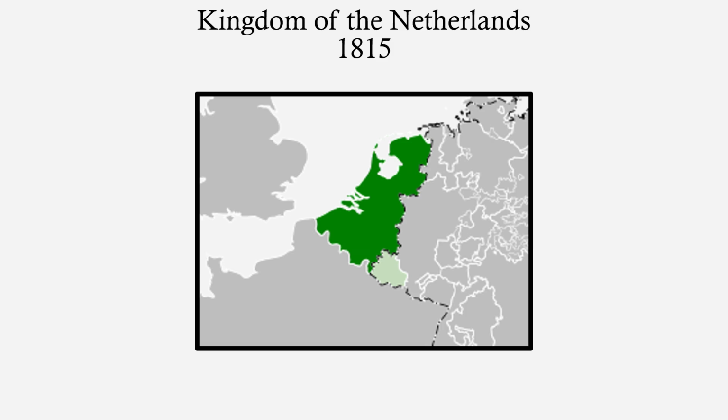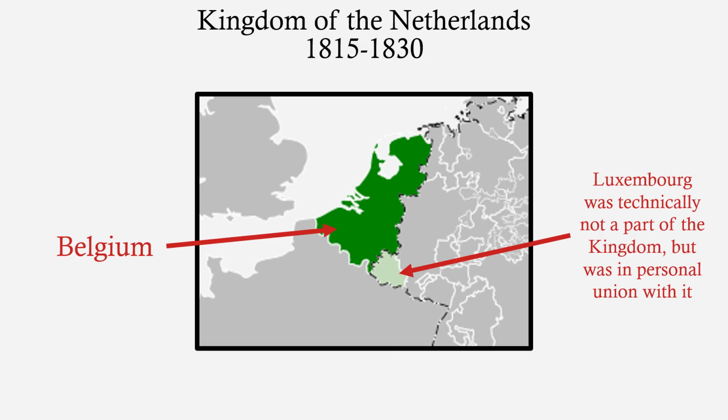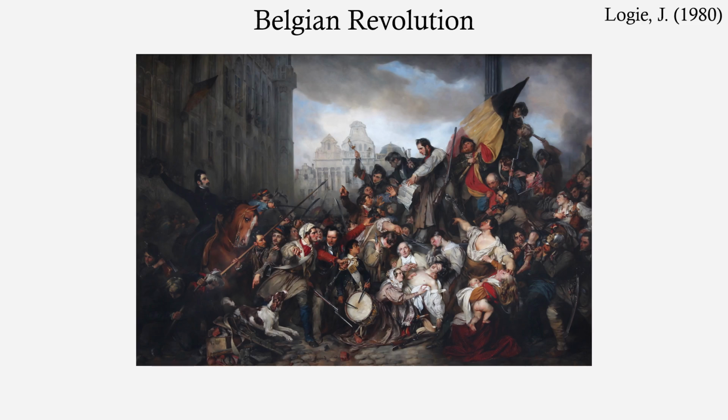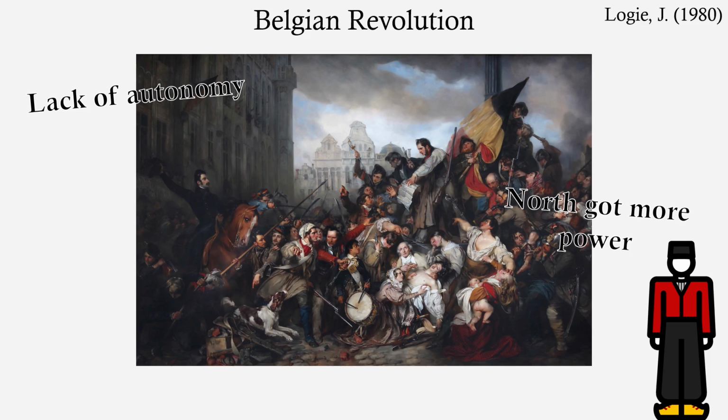The Kingdom of the Netherlands was first formed in 1815 in the aftermath of the Napoleonic Wars, and included Belgium and Luxembourg. Then in 1830, Belgium, most of which was known as the Southern Netherlands or Catholic Netherlands, broke away from the rest of the country in the Belgian Revolution, being angered by their lack of autonomy and the disproportionate political power of the North, among other factors, including religious ones.